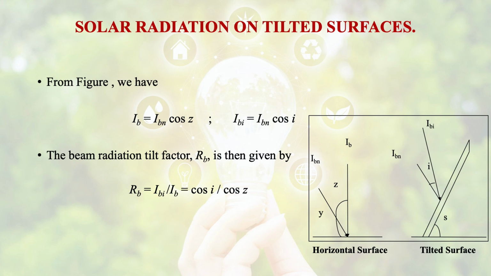It is the ratio of the beam radiation on the tilted surface, IBT, to the beam radiation on the horizontal surface. So it will be IBT divided by IB, the ratio of beam radiation at the tilted surface to beam radiation at the horizontal surface. If we replace it by the values that we had taken out, for IB it is IBN cos Z and for IBT it is IBN cos I, so it will be cos I upon cos Z.